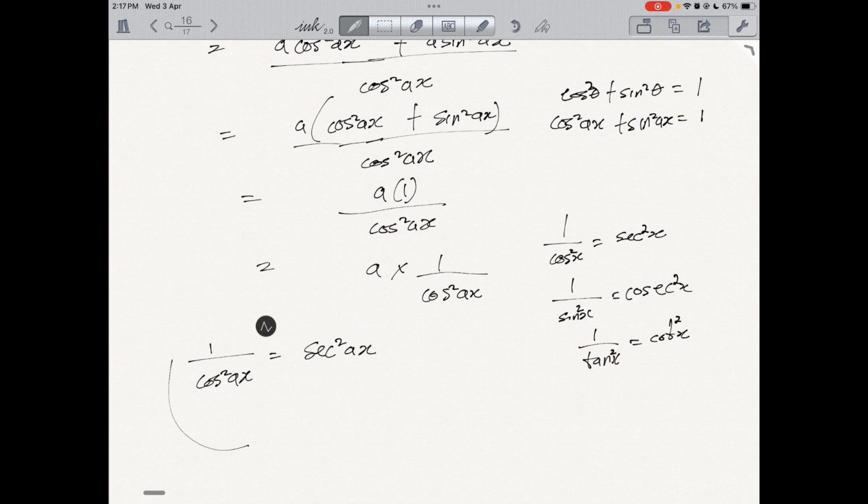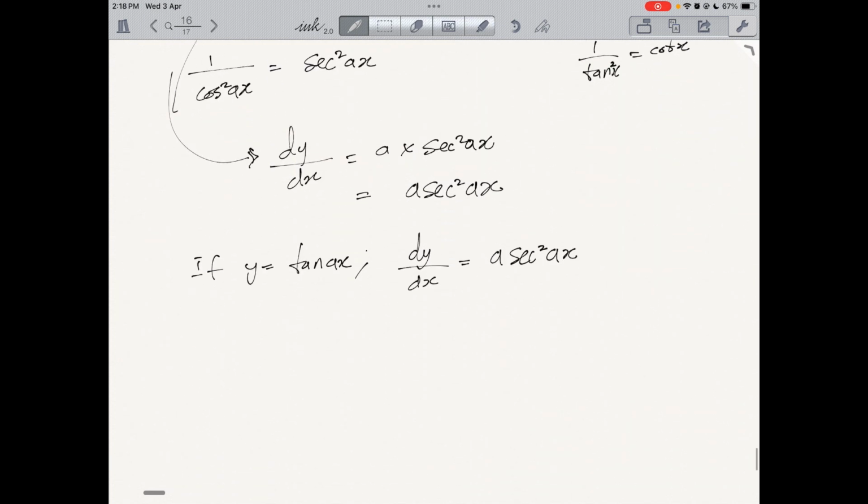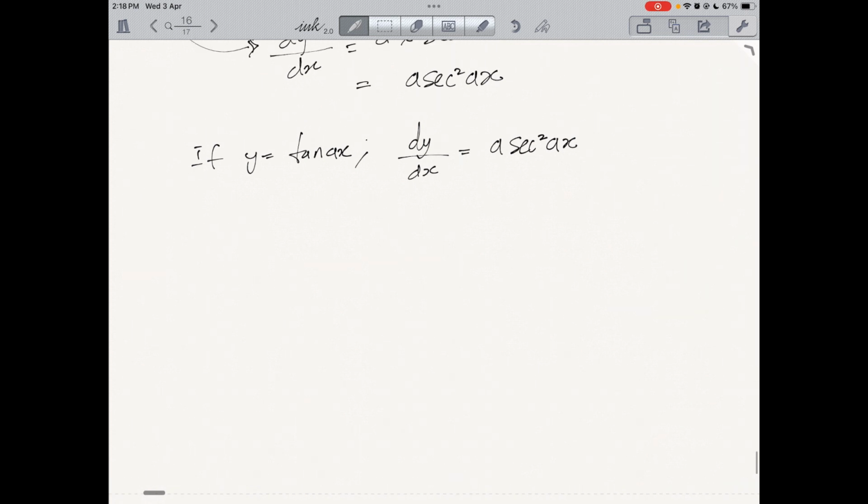Therefore, our dy/dx that we have been evaluating will be equal to a multiplied by sec squared ax, which is a sec squared ax. Therefore, if y is equal to tan ax, then dy/dx is equal to a sec squared ax. In the same vein, we can be asked to evaluate the derivative.